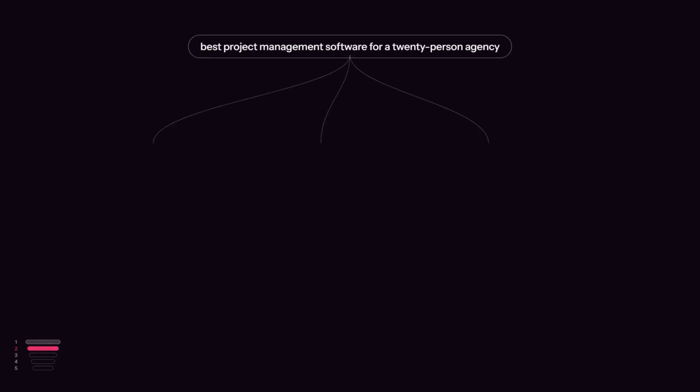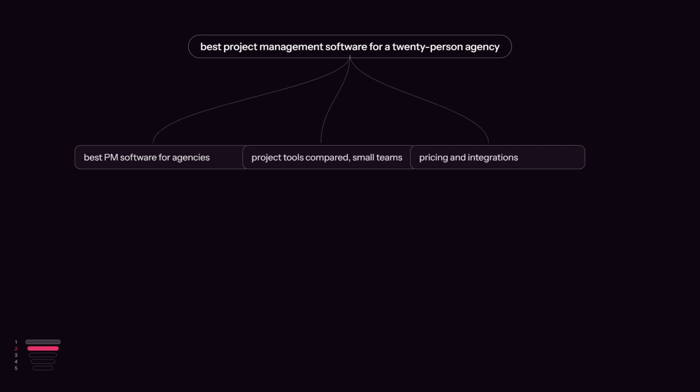Stage 2. One question becomes many searches. The system breaks the question into smaller searches and runs them all at once. Best project management software for agencies. Project tools compared for small teams. Pricing and integrations. Google has described this publicly. One question, several searches, results merged. Roughly 20 of these background searches happen for every click an AI produces.